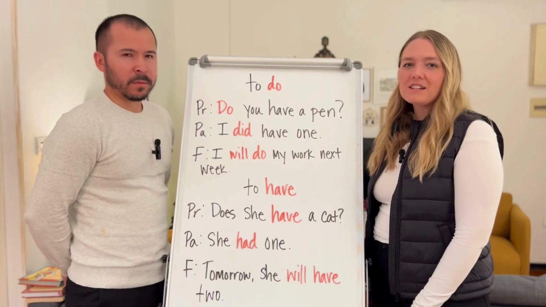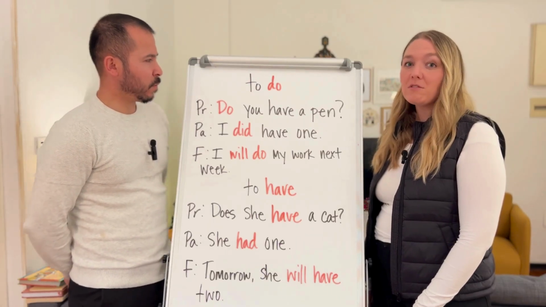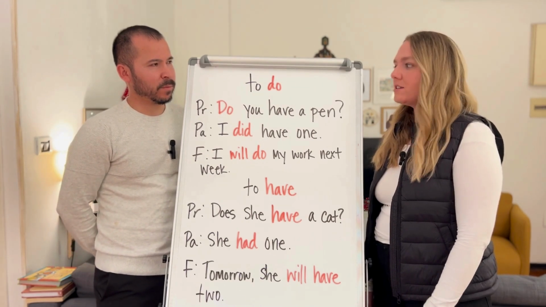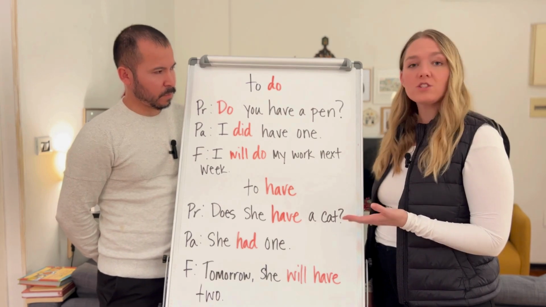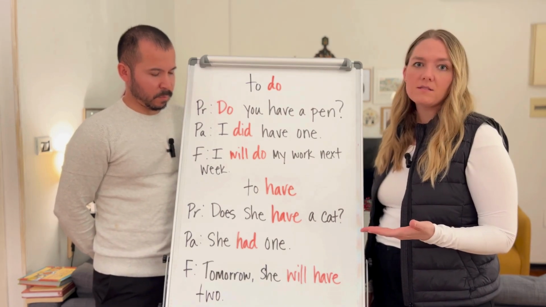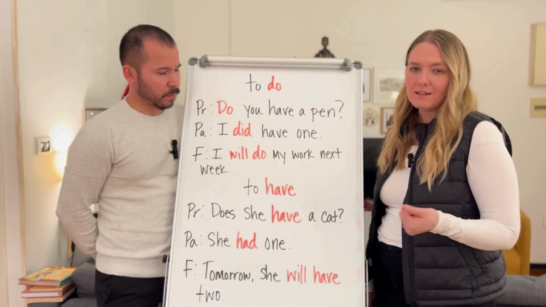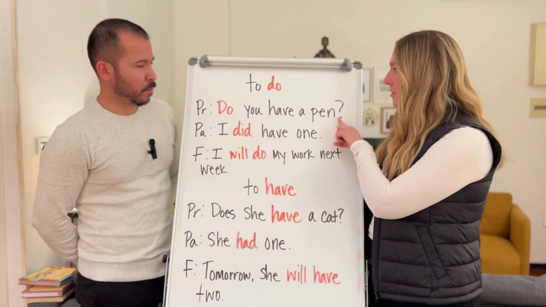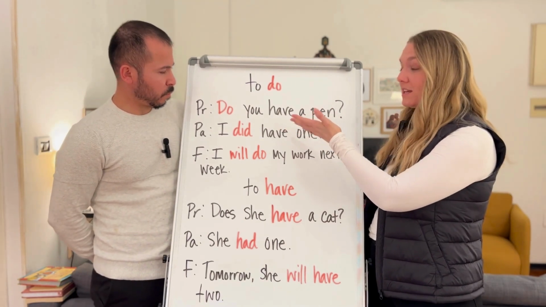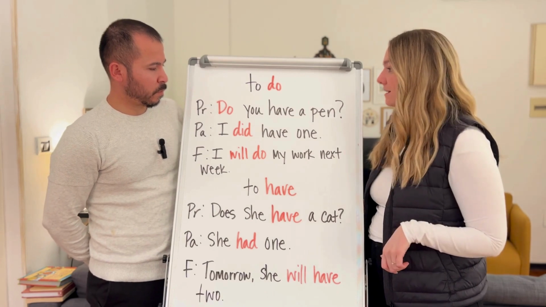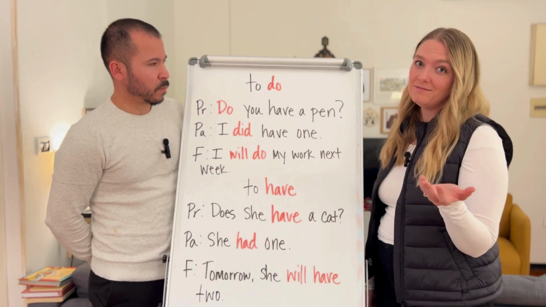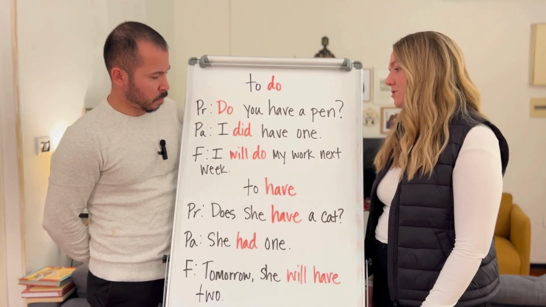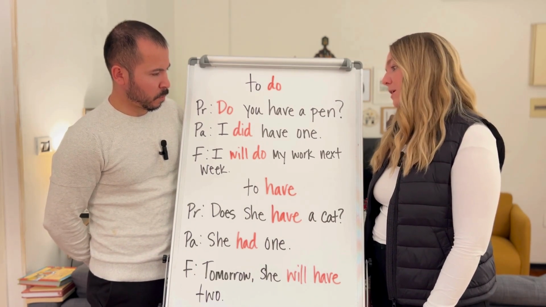Here are some examples of how to use both of these verbs in sentences using the present, past, and future. Some of these examples are questions and some are just statements, which are just when you say something. So, for example, with to do in the present, you could say, do you have a pen? And then if you're talking about the past, I did have one. And then in the future, you could say, I will do my work next week.